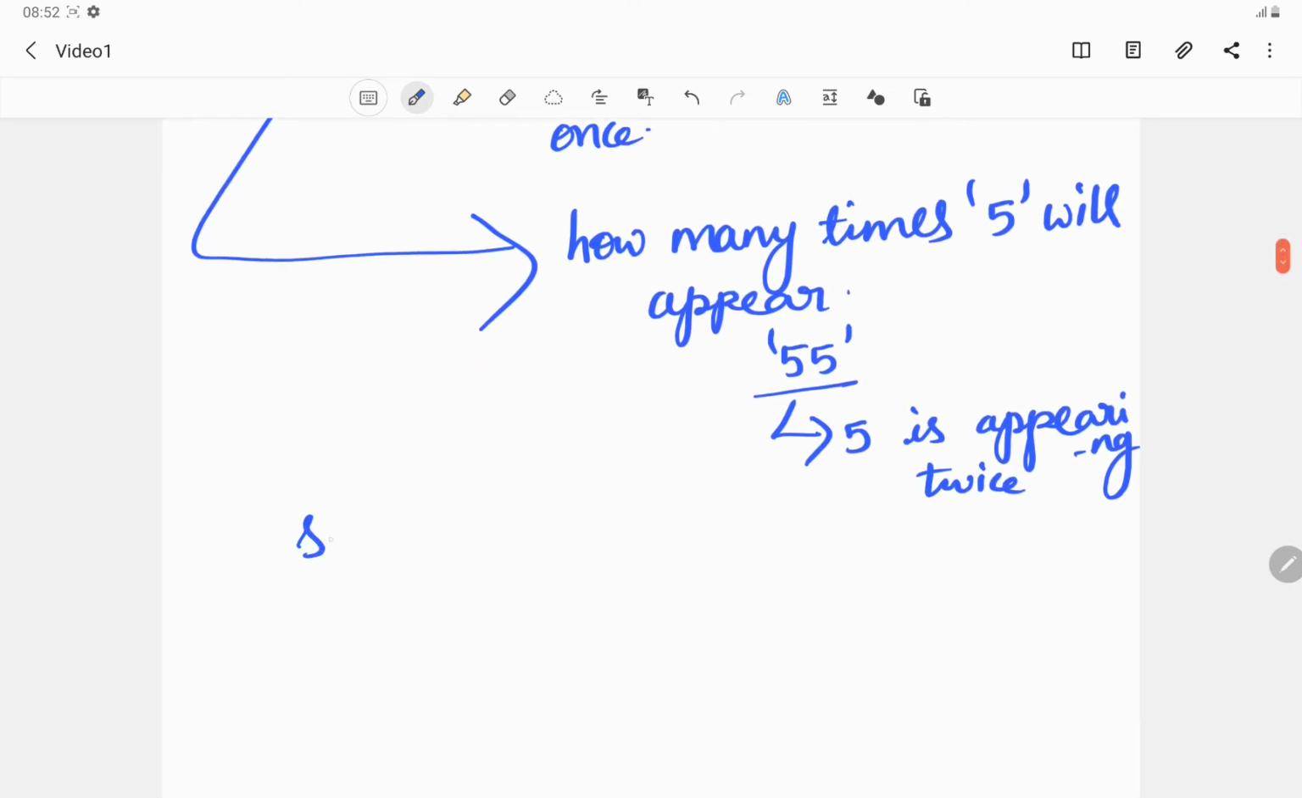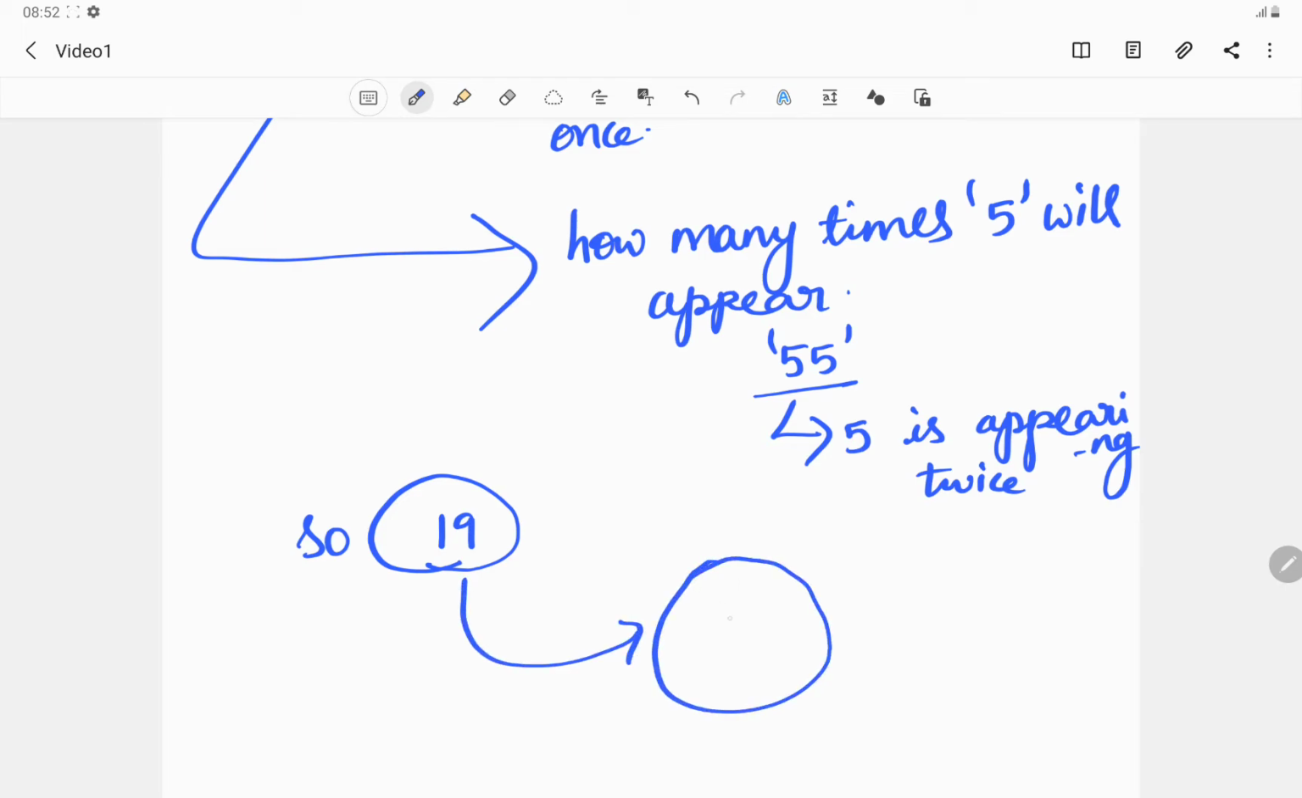So the total numbers that contain 5 are 19, and in these 19 numbers, the number of times 5 appears is 20, because in 55, 5 is appearing twice. So we need to count 55 twice. That is the reason why we are getting 20.